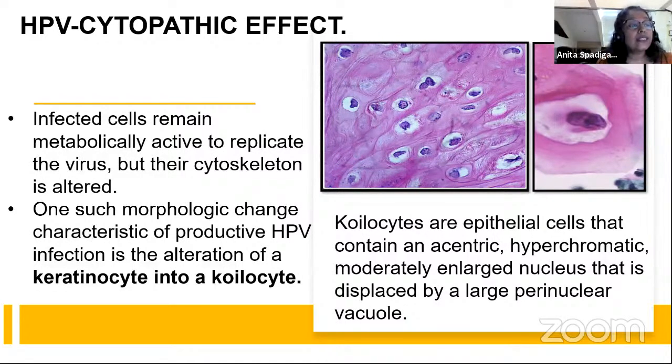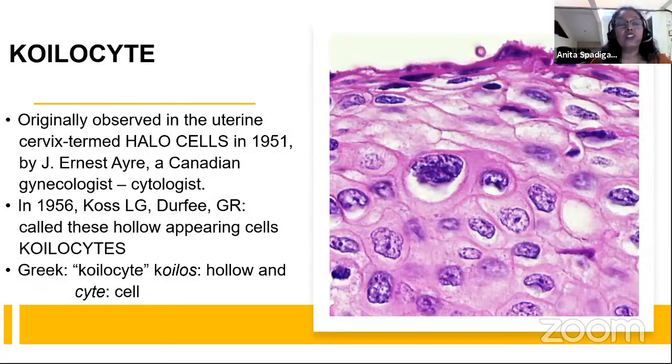Now, there are some points in this definition that you need to pay attention to, and that is the nucleus is the one that is eccentric, hyperchromatic, and moderately enlarged. Of course, the larger or more obvious feature would be that perinuclear vacuole, but remember these points about the nucleus as well. As Mandana mentioned, we do have a pasha for who discovered the cell at the very beginning, or whose name is attributed to the cell.